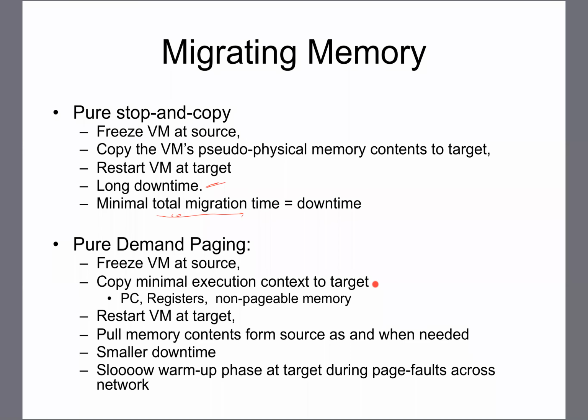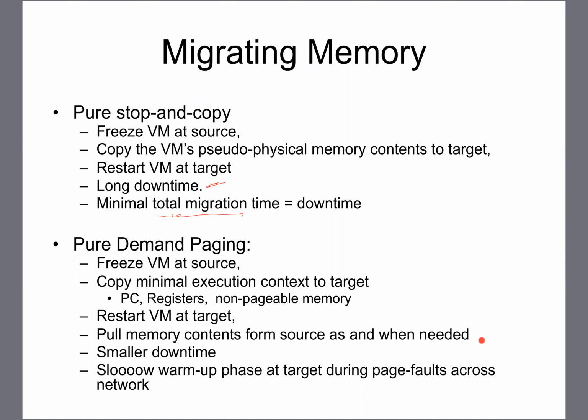But as soon as the VM starts running, it would try to access its memory, which is not yet there. So as a result, it would start causing page faults. So in this case, we'll have to pull the memory contents from the source side, right? So the destination migration manager would then request the source migration manager that there's a page fault, I need this particular page of memory, and the source would then send it.